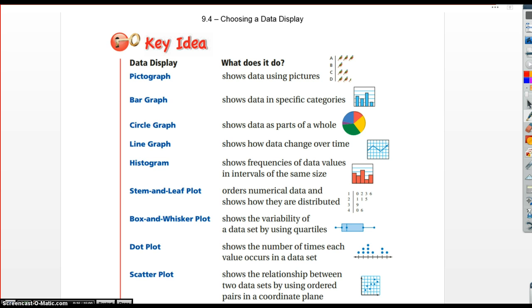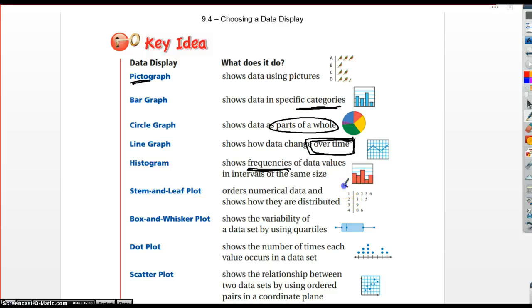We have pictograph, which the first part of this word is picto, so you can think of picture. You show a set of data using pictures. A bar graph is specific categories. A circle graph is part of a whole. A line graph is over time. That's important to remember, over time. A histogram shows frequencies of data values in intervals of the same size.